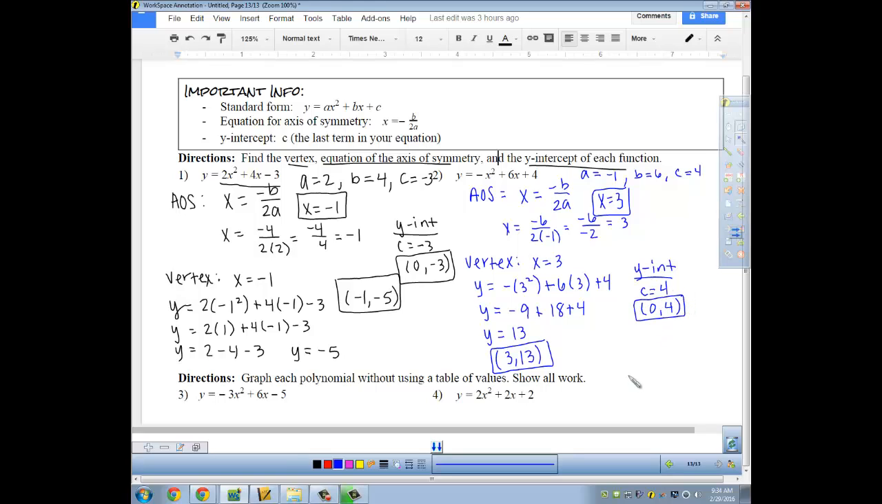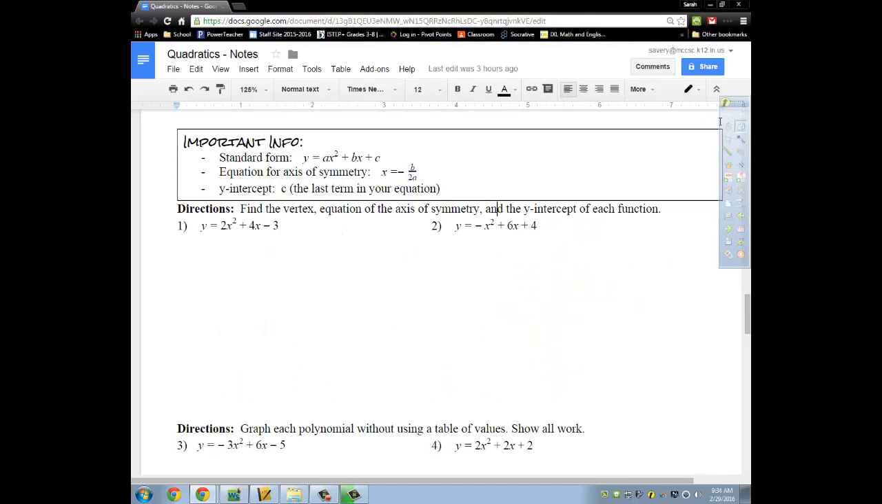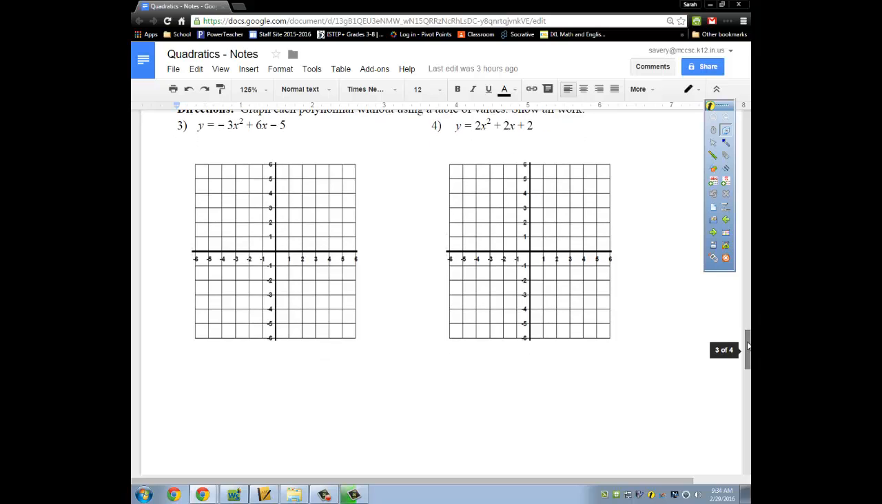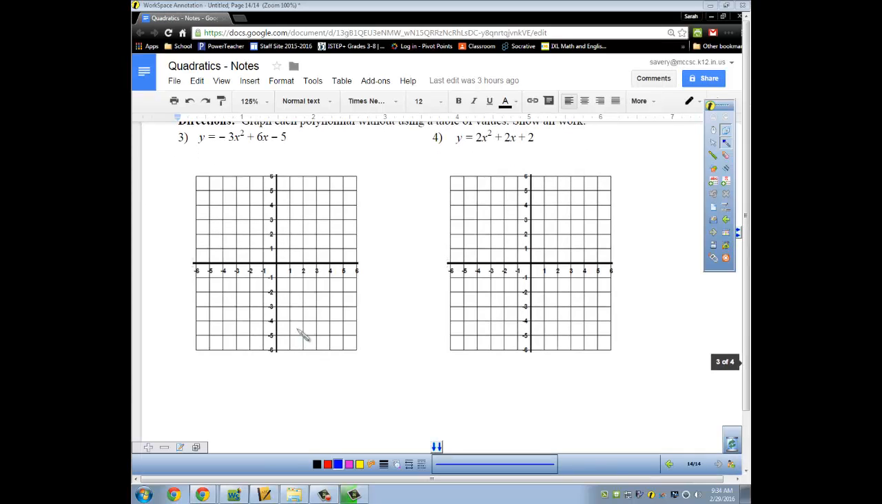Okay. Now we're going to use what we just did to help us graph so that we don't have to make a table of values every time, because that can get kind of annoying. So if I look at number 3, I'm going to first find my axis of symmetry. So we're finding all the same things. We're just going to use it to help us graph. Okay, so I'm using x equals negative b over 2a.